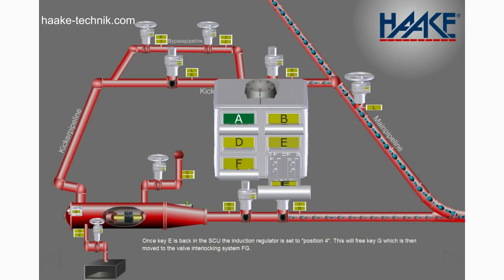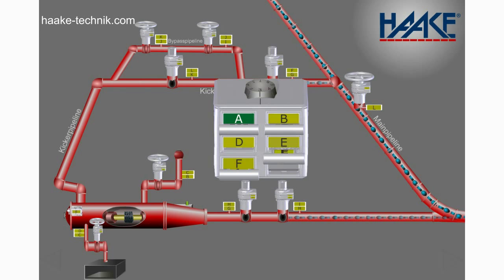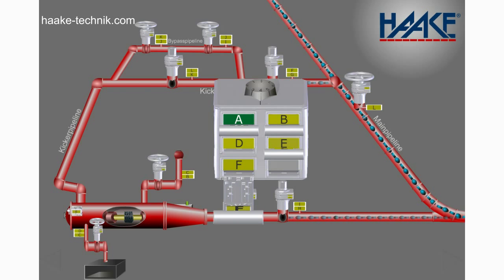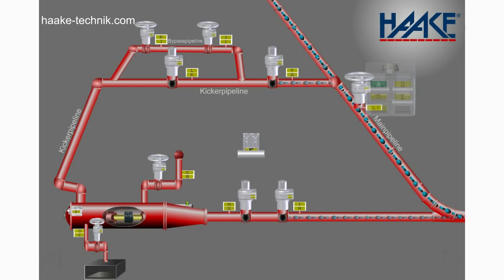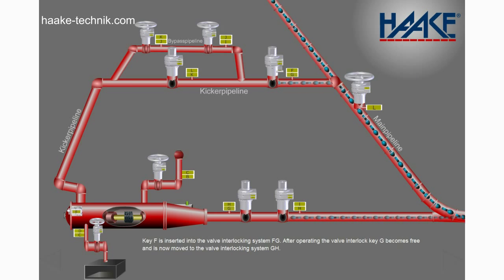Once key E is back in the SCU, the induction regulator is set to position 4. This will free key F, which is then moved to the valve interlocking system FG. Key F is inserted into the valve interlocking system FG.